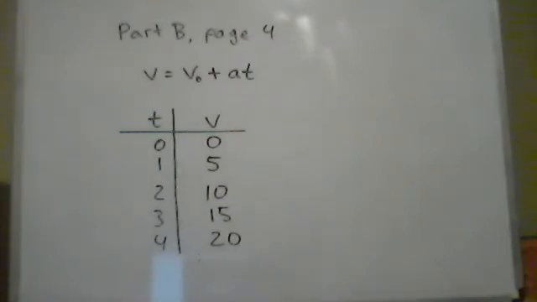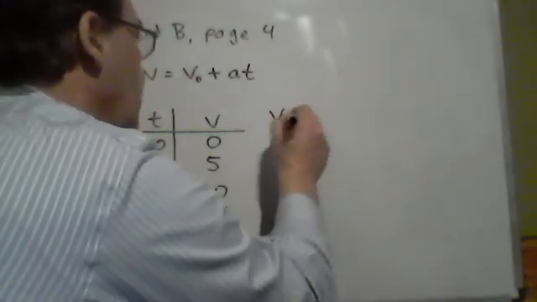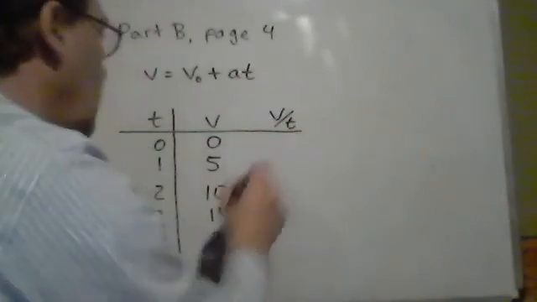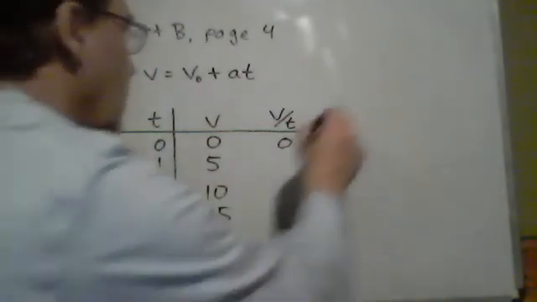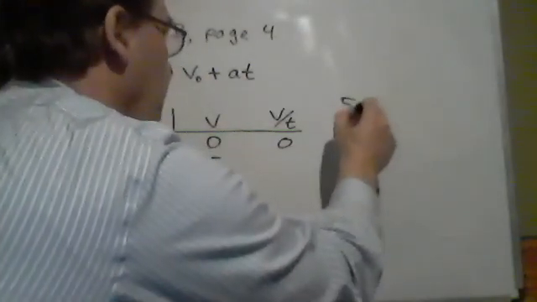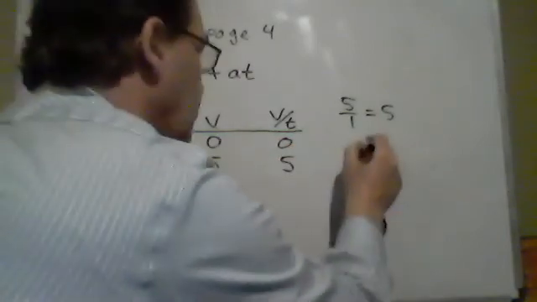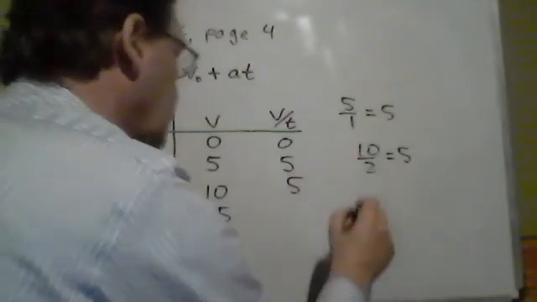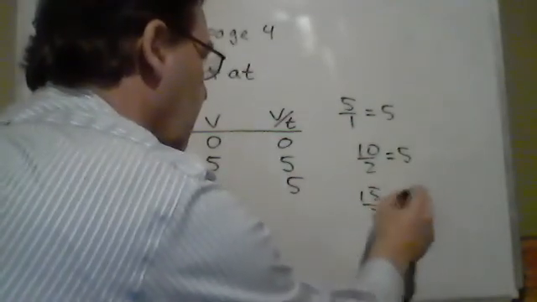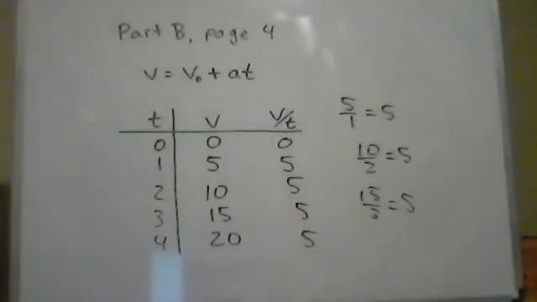And so you look and say, well, what is v divided by t? This first one is a special case of 0, but the first one is 5 divided by 1. That's 5. What's the next one? 10 divided by 2. That's 5. The next one, 15 divided by 3, 5. 5, 5, 5. You notice that there's something constant here.